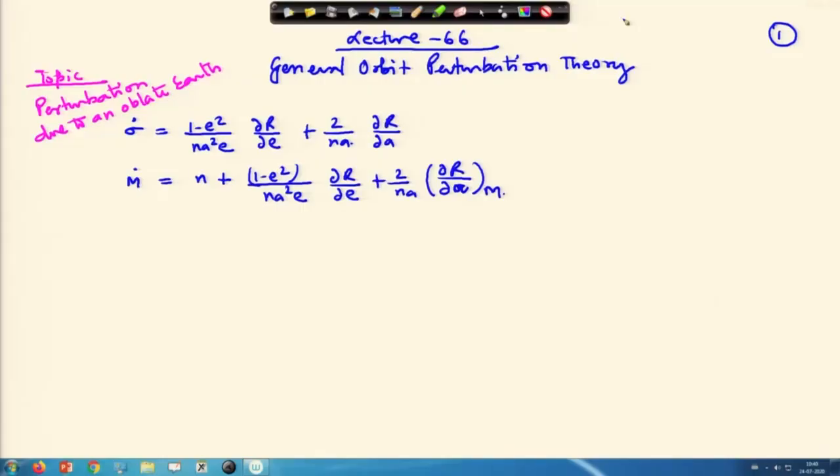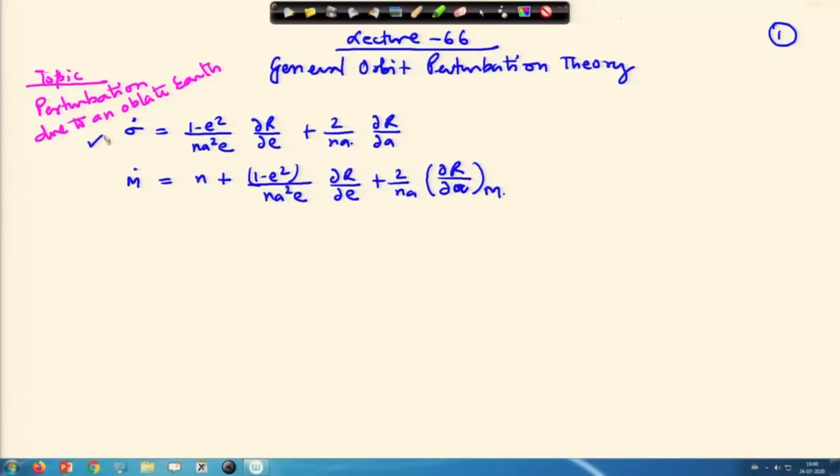Okay, welcome to lecture 66. We have been discussing the general orbit perturbation theory. In that context, we were working with the late Earth and perturbation due to this. But before we take that, we have already worked on that, but perhaps one aspect was left over. So, I would like to cover that aspect.